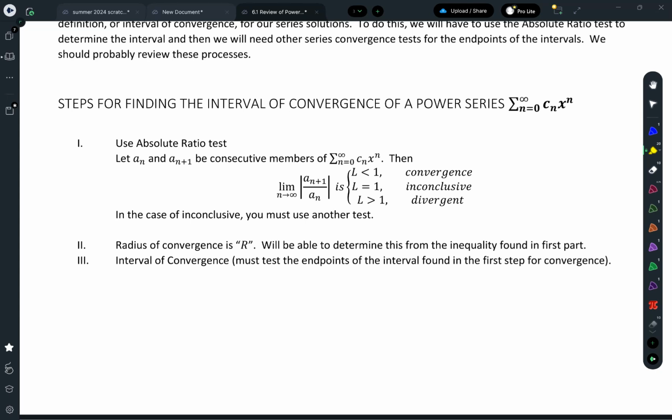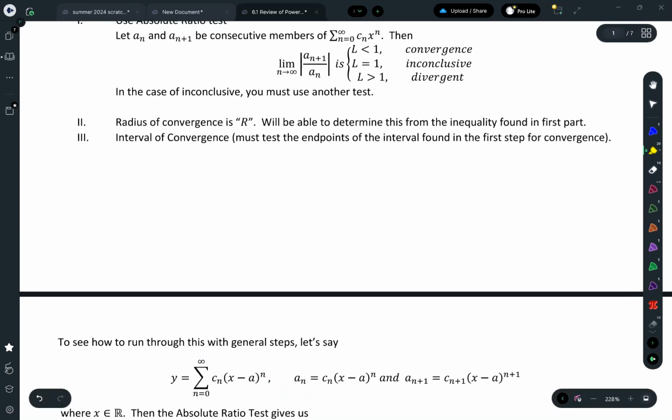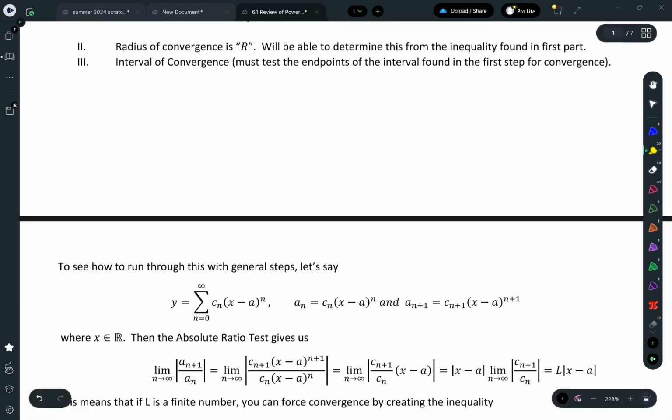Okay? The radius of convergence is called big R, and we'll be able to determine this from the inequality that's found in the first part. And for the interval of convergence, we're going to test the endpoints of the interval that's found in the first step for convergence. I'll go over an example in just a little bit, and we'll really get a review of that.